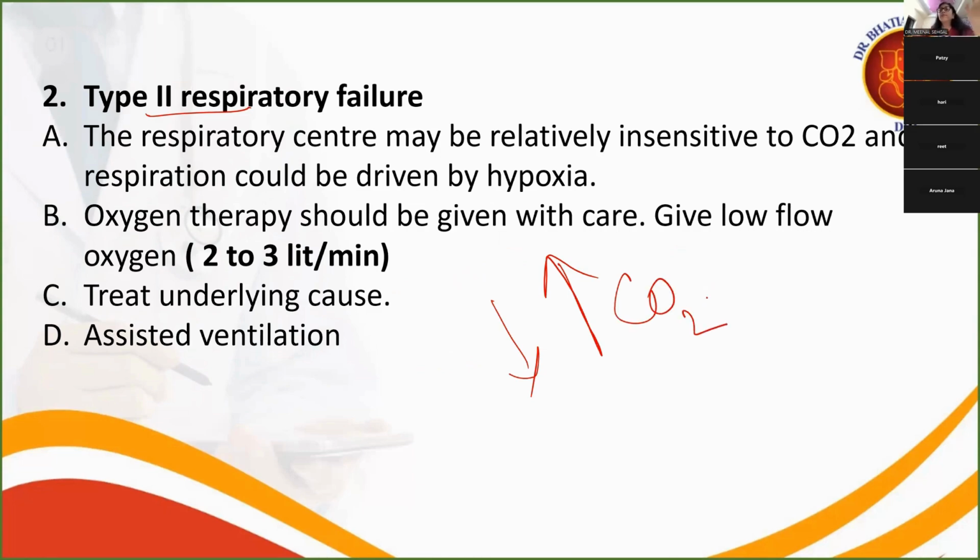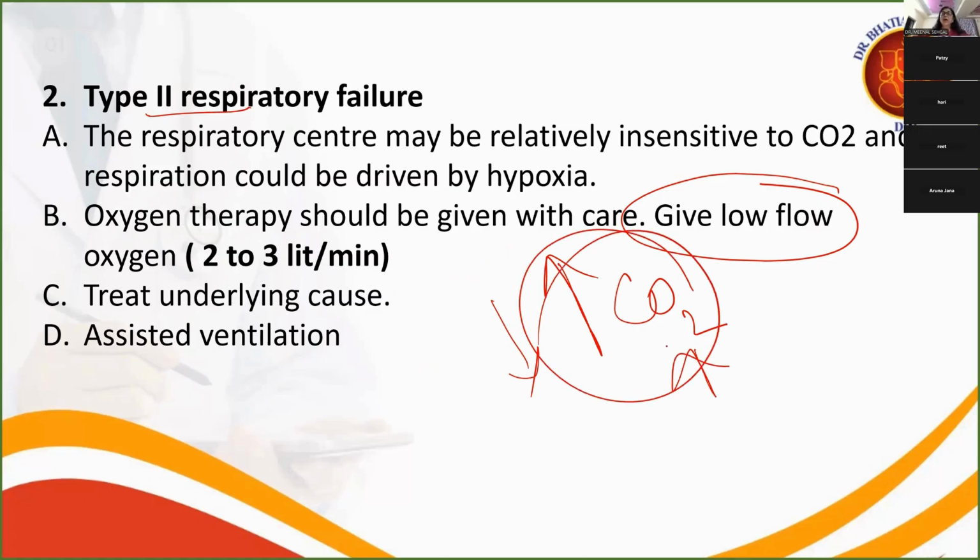So you do not give a very high flow of oxygen. You have to treat it slowly, give a low flow of oxygen so that the body has enough time to breathe out this accumulated CO2. Otherwise, there will be a sudden lung collapse. So the respiratory centers are relatively insensitive to CO2, and there is hypoxia.